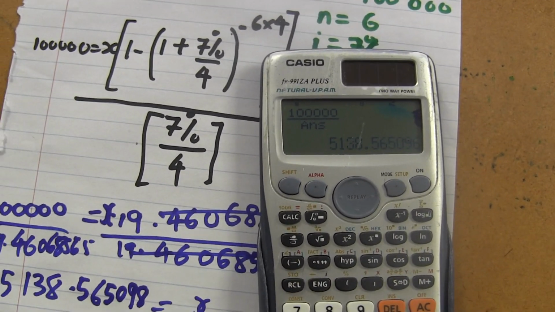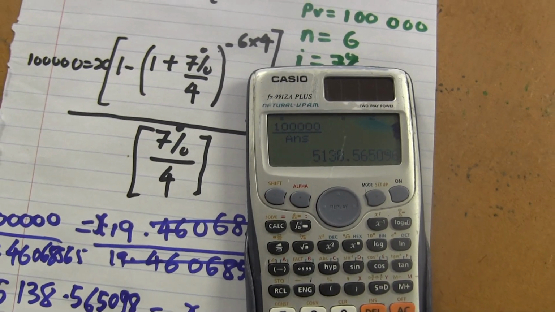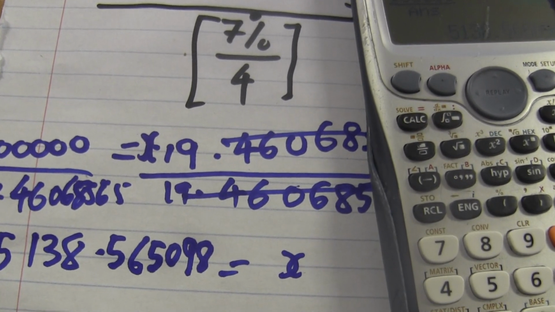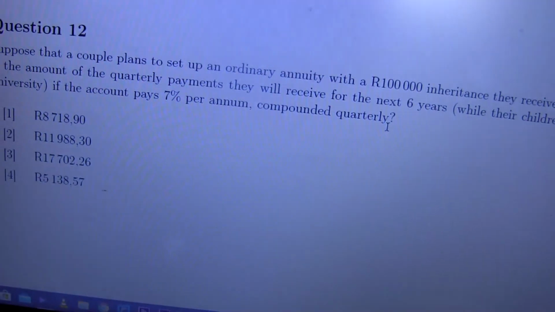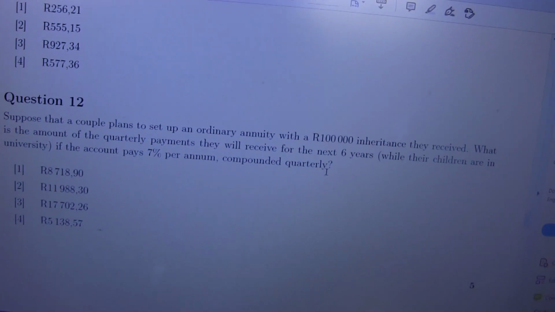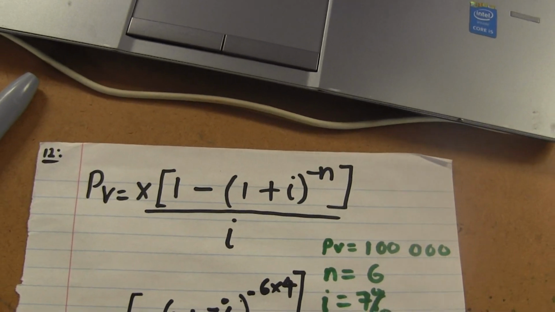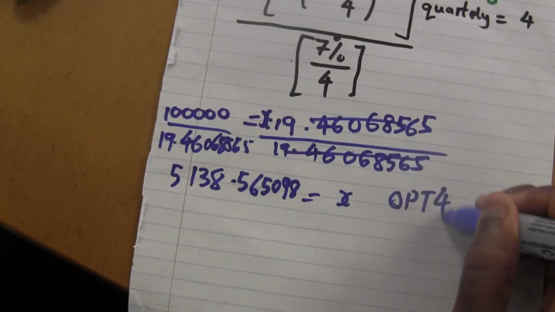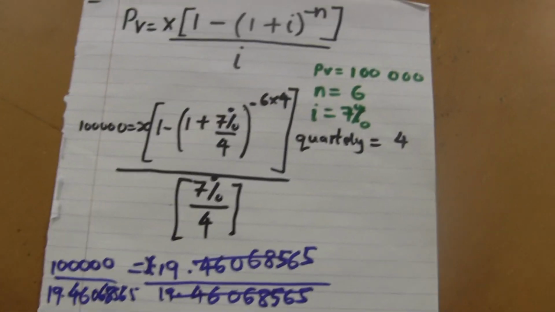So now let's go and attend to our answer. It's 5138. We see there is option number 4. So question 12 is option number 4. Let's go to question number 13. So question 12, option 4. This one is done.